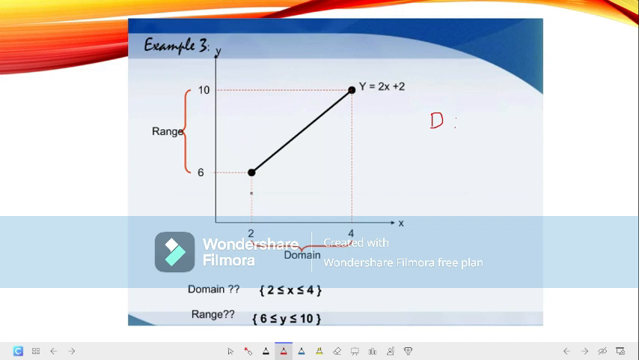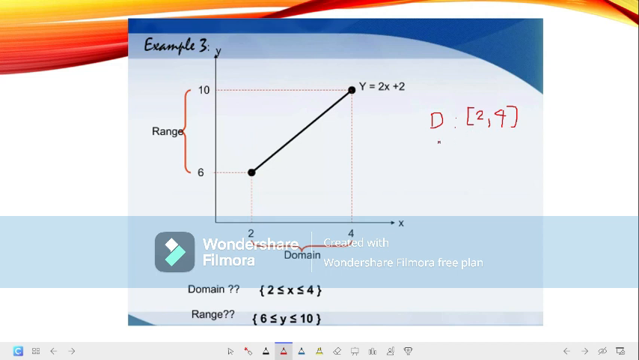since they are included, remember we're going to write the lesser value on the left side. So we'll use the square bracket because 2 is included. So you will write 2, then comma 4. You have here 4 and 4 is also included. So you will write 4, then we have the square bracket. Okay, that's for the domain.